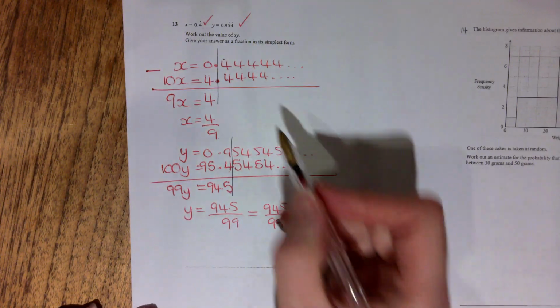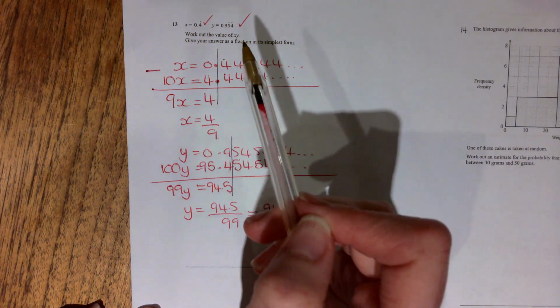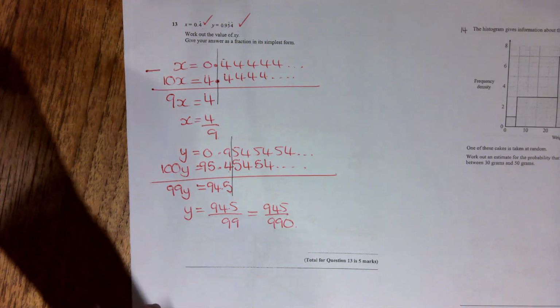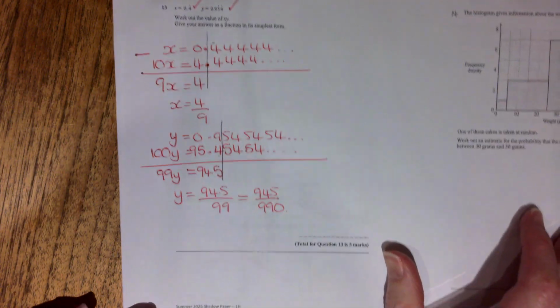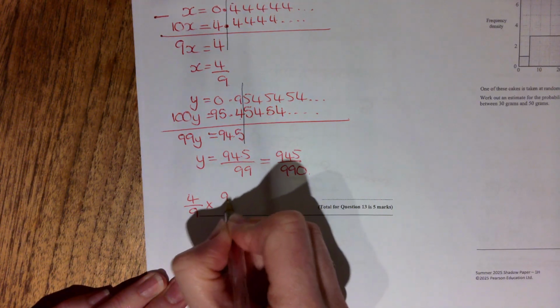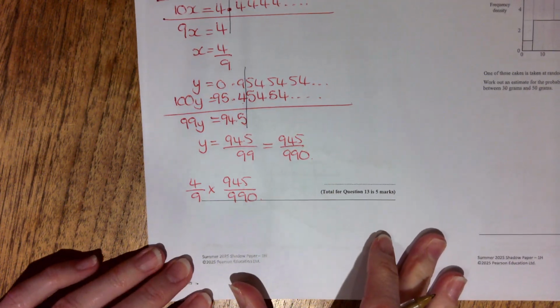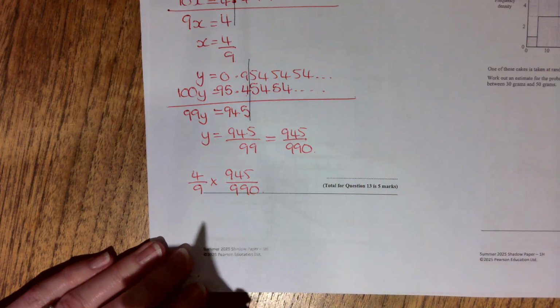It says work out the value of x times y, so that's timesing them. You would never sit here and multiply these two numbers together as decimals. They need to be done as fractions. So now I'm going to take my values. So I've got 4 ninths times 945 over 990. And now I need to do some kind of simplification here.